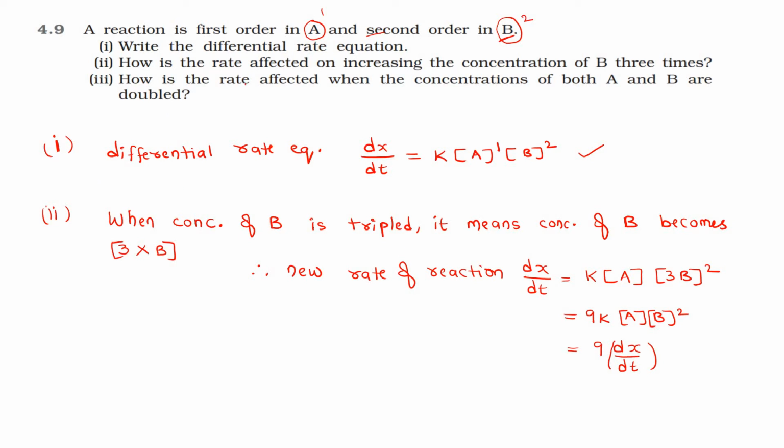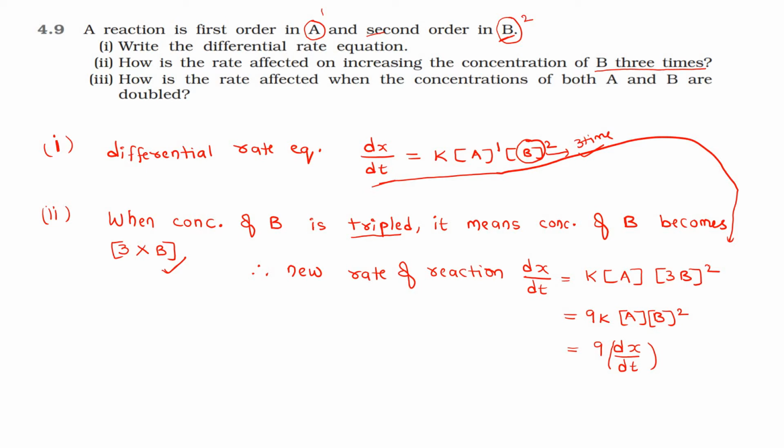Next, how is the rate affected on increasing the concentration of B 3 times? The concentration of B is increasing 3 times here. So when the concentration of B is tripled, it means the concentration of B becomes 3B. Now substitute here. Again take the rate expression: dx by dt is equal to k into concentration of A into 3B whole square. Why have I taken 3B? Because you are increasing the concentration of B 3 times, so B becomes 3B here.